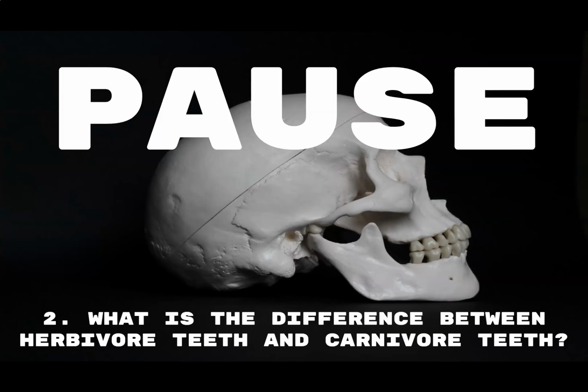Alrighty, so pause your video. Let's answer question number 2. Tell me, what is the main difference between herbivore teeth and carnivore teeth? How can you tell them apart? Okie dokie, awesome. Hopefully you told me that herbivore teeth are flat and wide for grinding plants, and carnivore teeth are sharp and pointy for ripping flesh.